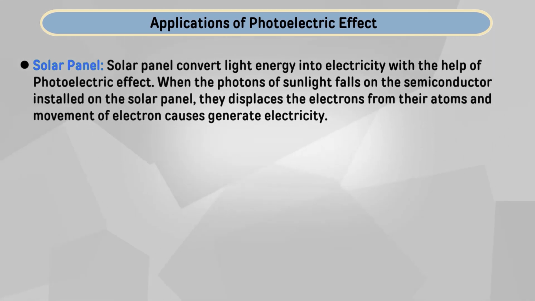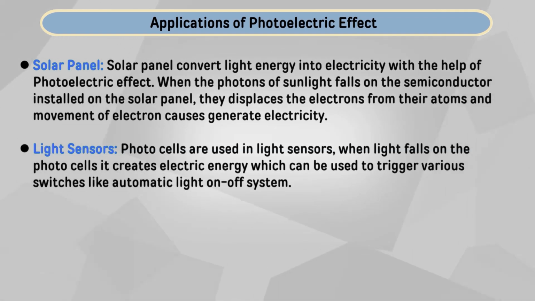When the photons of sunlight fall on the semiconductor installed in the solar panel, they displace the electrons from their atoms, and the movement of electrons generates electricity. So, these solar panels or solar cells are semiconductor-based devices which convert light energy into electrical energy. And then the second application we can discuss is the light sensor.